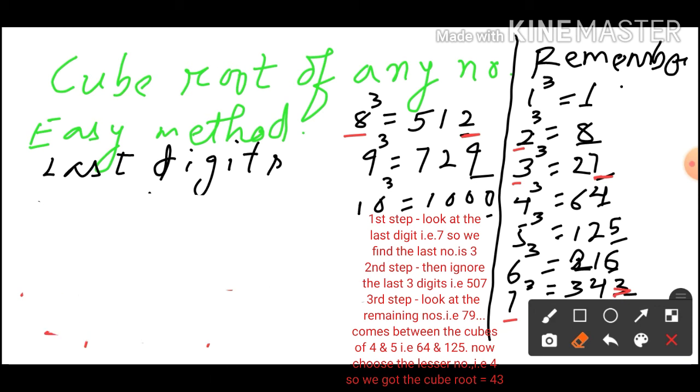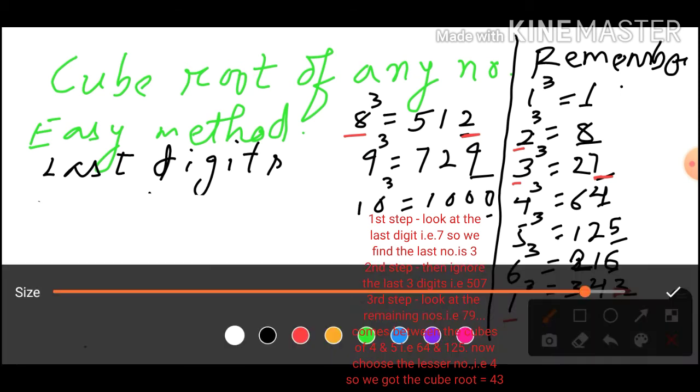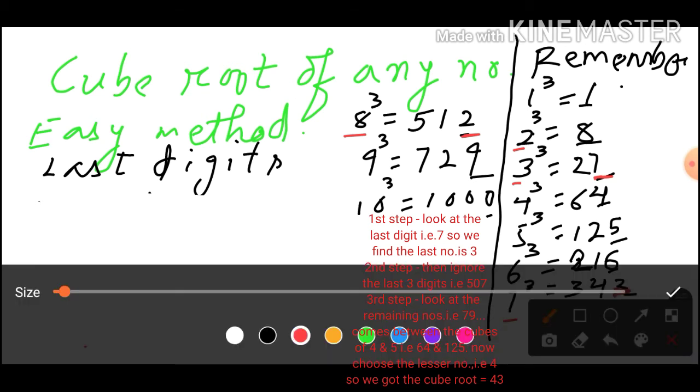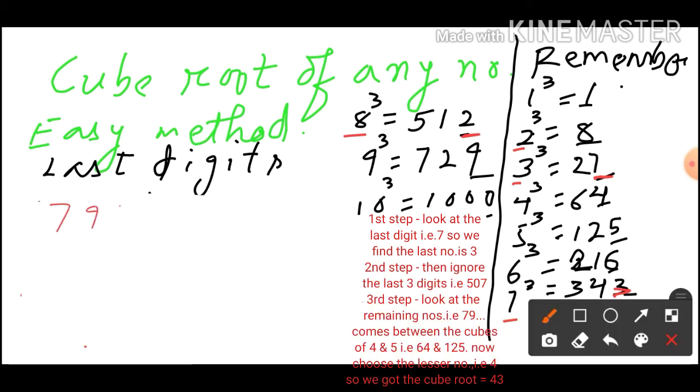Now let's write down one number. Let's take the number 79507. See, the last digit is 7. We will find the cube root.